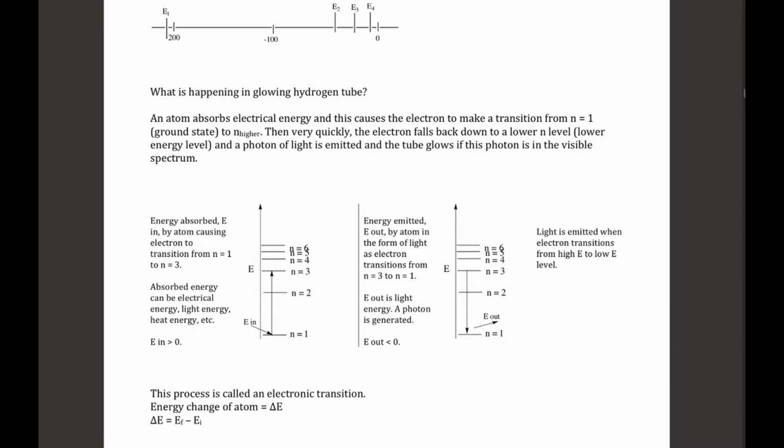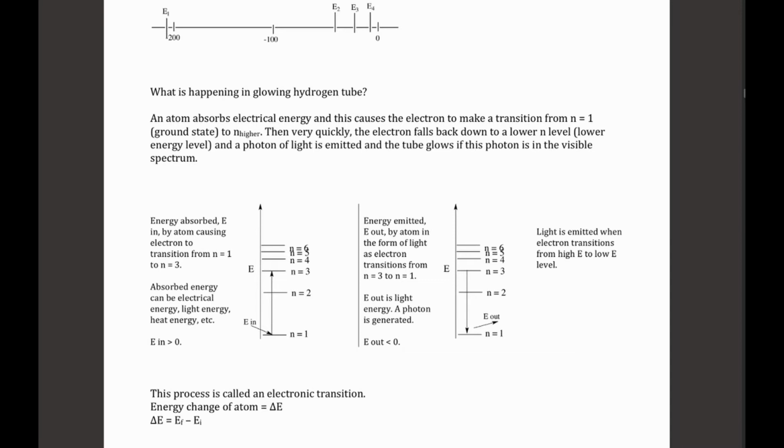So when we plug that tube of hydrogen in, it starts to glow. Electrical energy is being absorbed, causing electrons to move from the ground state to a higher energy state. Very quickly, those electrons fall back down and they give off light in the process. If it's in the visible spectrum, we see that. So this process is called an electronic transition.